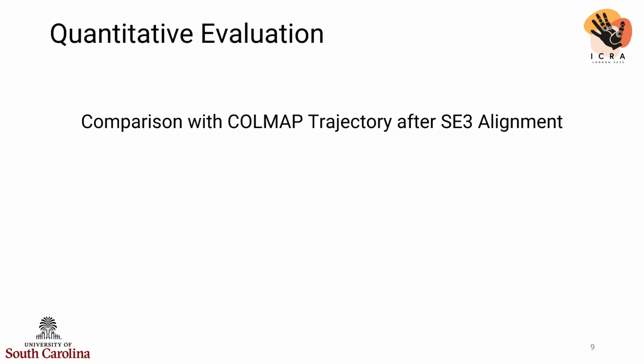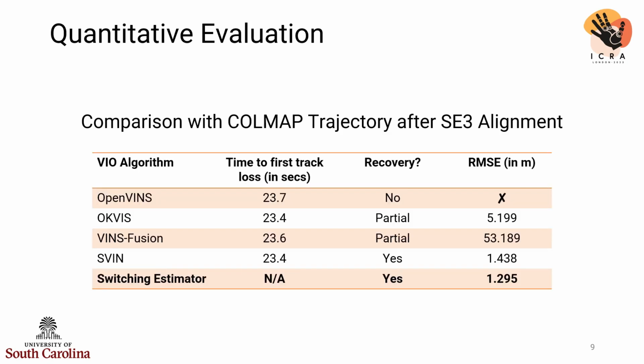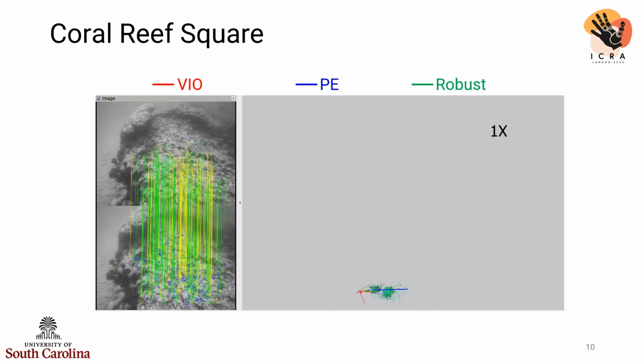We compare the performance of our method with COLMAP used as ground truth. COLMAP only registers images over the shipwreck, and a partial trajectory is used for quantitative evaluation after SE3 alignment. Compared to the VIO-only algorithm, our method performed better. More importantly, it is able to track the AUV throughout the whole experiment.